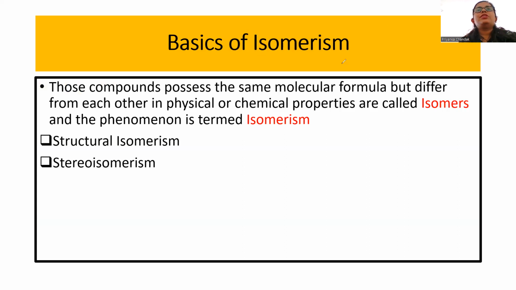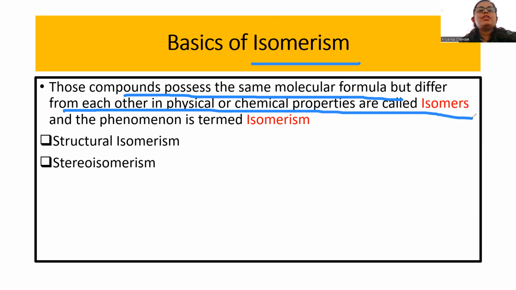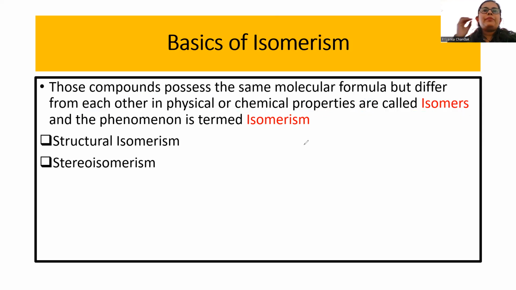So isomerism, this is a very important term, and you know the basic definition of isomers, which you have studied in 12th standard. Compounds that possess the same molecular formula but differ from each other in physical and chemical properties are known as isomers, and this phenomenon is called isomerism. It's very simple. You can just remember one term, same molecular formula, so automatically you will get different structural formula, different physical and chemical properties. It is known as isomers.